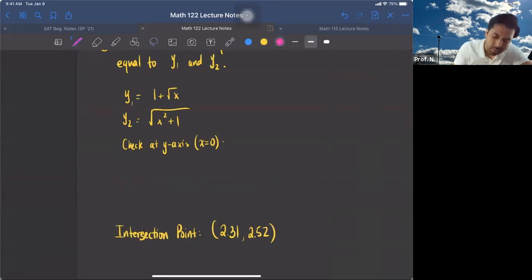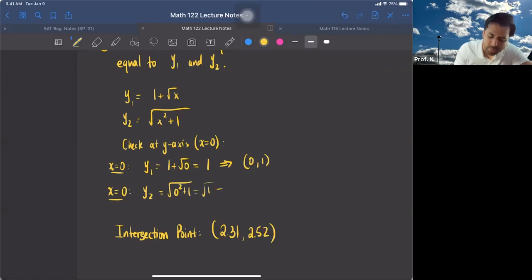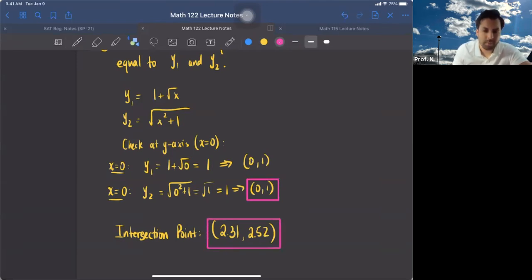So if I look at x equals 0 for y1, I get 1 plus the square root of 0, which equals 1. So what are the coordinates? 0, 1. And then x equals 0 for y2. I get the square root of 0 squared plus 1, which equals the square root of 1, which is 1, right? This means that the coordinates are still 0, 1. What does that mean? That both graphs intersect at 0, 1. So I have two intersection points: 0, 1 and 2.31, 2.52.